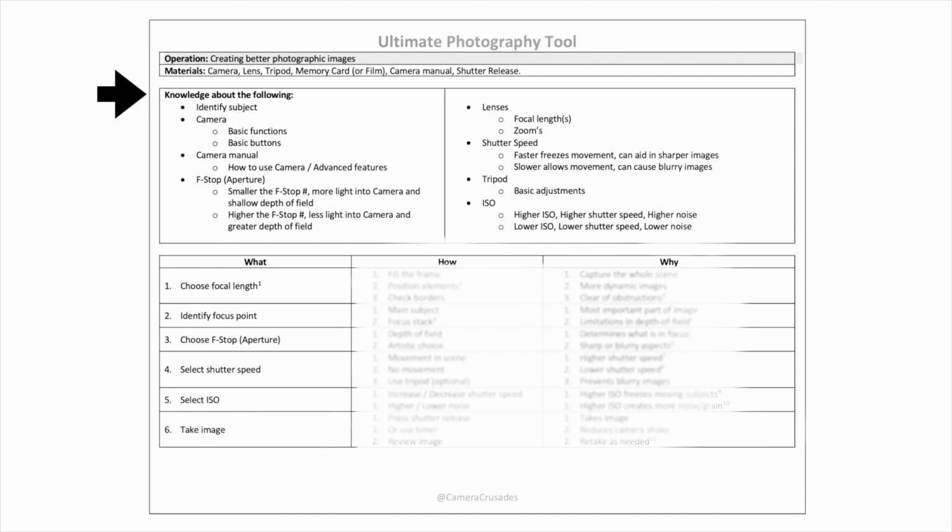Now, the second section, the lower section here, is the actual steps of this tool, okay? And we have three columns. We have what, how, and why. And essentially how this works is, starting from the left and going to the right, we have basic information, and then we layer in more and more as we go along.